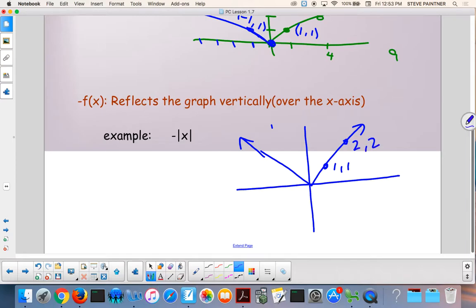Okay. When the negative is in front of your function, it's going to be a reflection over what? The x-axis. So what does 0, 0 become? 0, 0. What does 1, 1 become? 1, negative 1. 2, 2 becomes 2, negative 2. Shoots down. Okay. And there they are. Good?